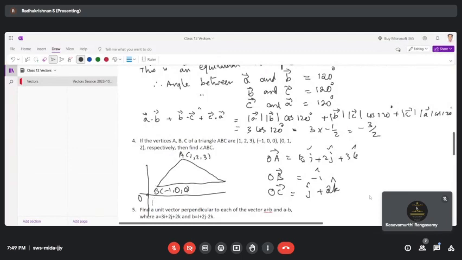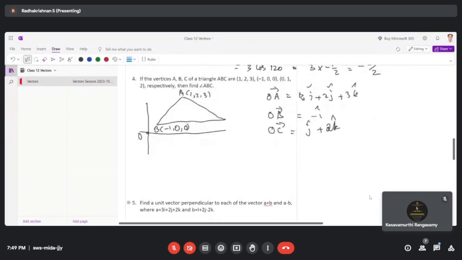Now to find the sides of the triangle, what is vector AB? OB minus OA. Very good. So AB equals OB minus OA. That is what you should do first. So what will that be? Minus 1, minus 1, so minus 2i.